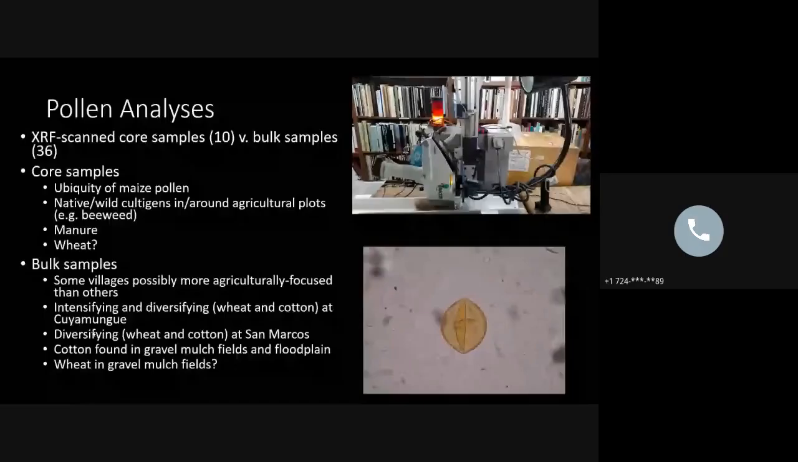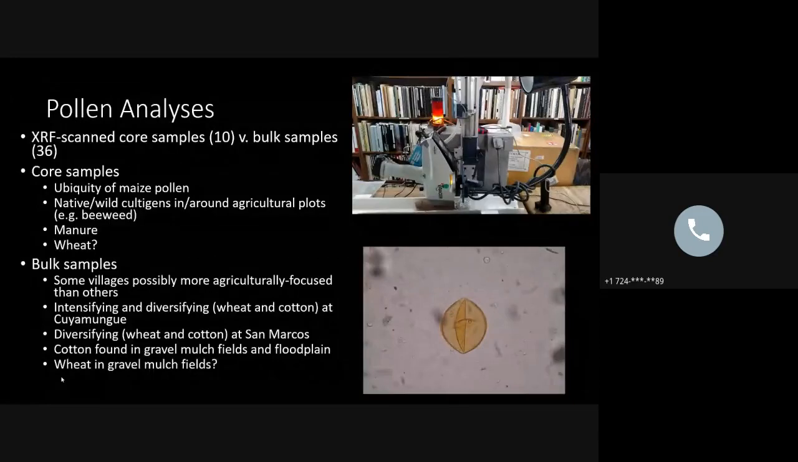We do see some villages, such as Kuyunmunge, intensifying their agricultural production based on pollen density, and also diversifying what they're growing to include more wheat and cotton. We see that as well at San Marcos. We do see cotton found in the gravel mulch fields, which would be expected based on previous literature. But we also found wheat in the gravel mulch fields, which previously people had thought was growing in the floodplain.